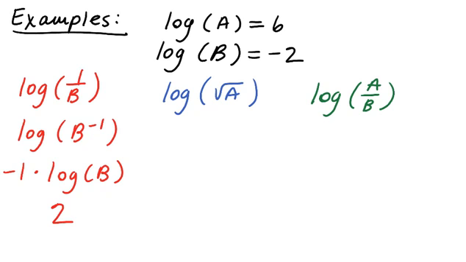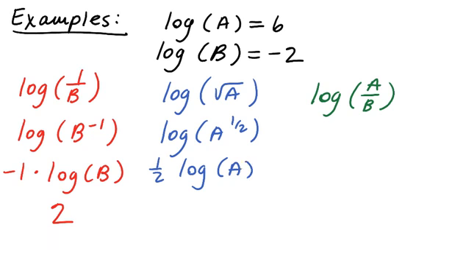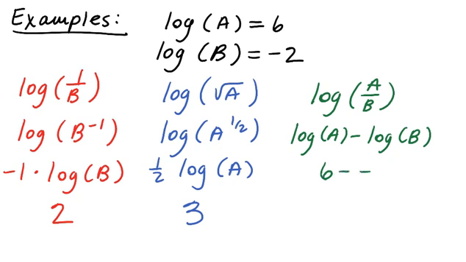Log of square root of a. I know that the square root is the 1/2 power. So this is half of the log base 10 with argument a. And that's going to be half of 6, which is 3. And for this one, log of a divided by b, that's our quotient-to-difference property. That'll be the log of a minus the log of b. And so that'll be 6 minus negative 2, which would be positive 8. And that's all I got for you in this video.